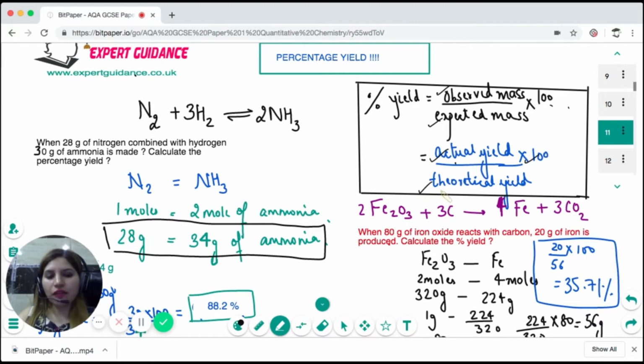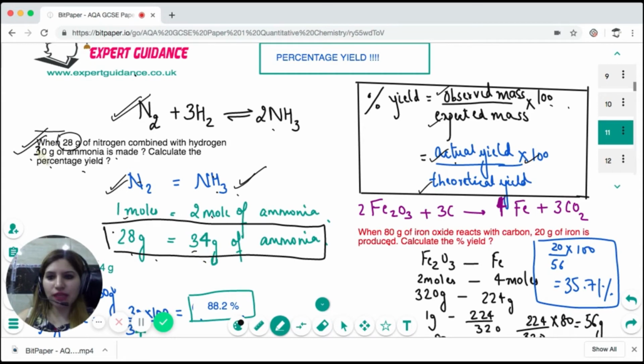Now, how do you work out the theoretical yield? It's the same process we just did. How do you do the calculations from an equation? So for example, a question is given to you that when 28 grams of nitrogen reacts, 30 grams of ammonia is made. Calculate the percentage yield. So first we'll calculate theoretically that when 28 grams of nitrogen is reacting, how much ammonia is formed. So we'll do the same steps. Write the balanced chemical equation. Known to the left, nitrogen, ammonia to the right. Nitrogen from the balanced equation is 1 mole, ammonia is 2 moles. Convert this into masses. So 28 grams is 34 grams. So with 28 grams of nitrogen, we should get 34 grams of ammonia.